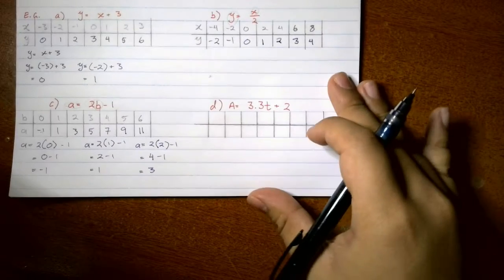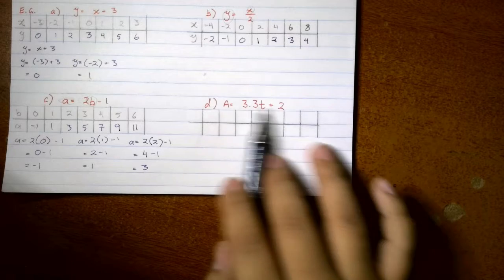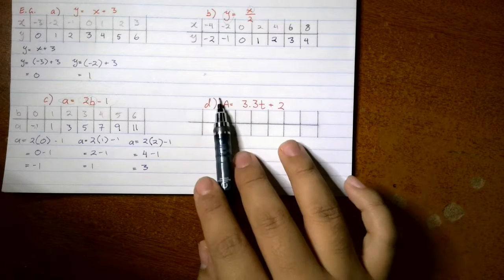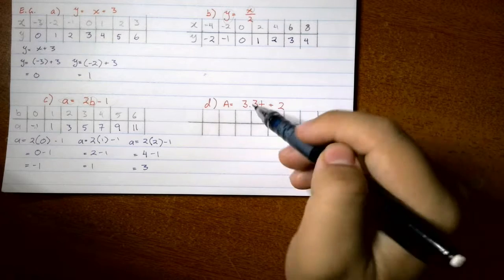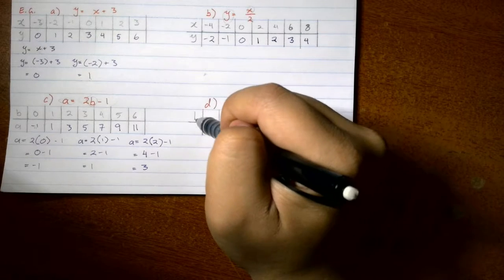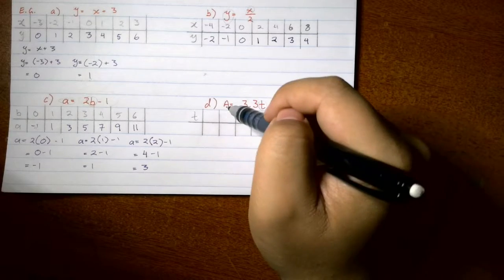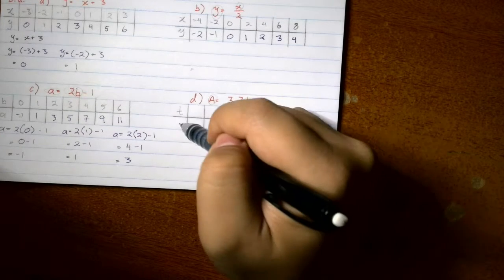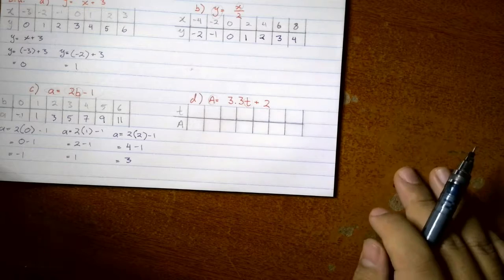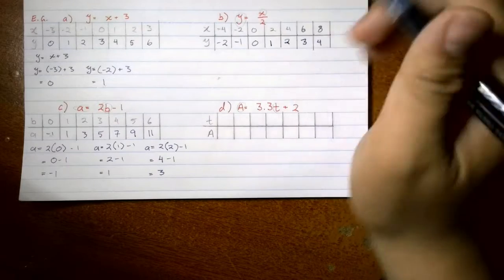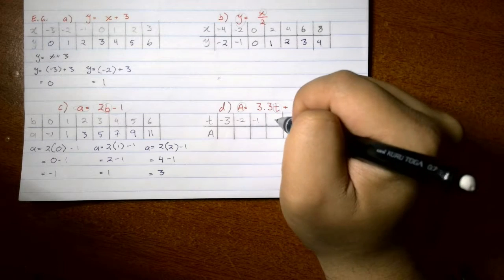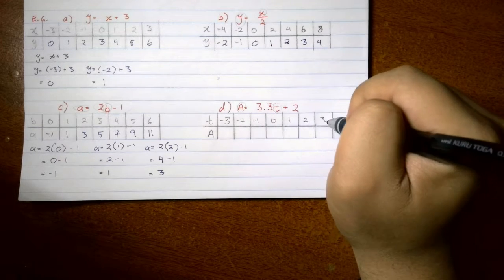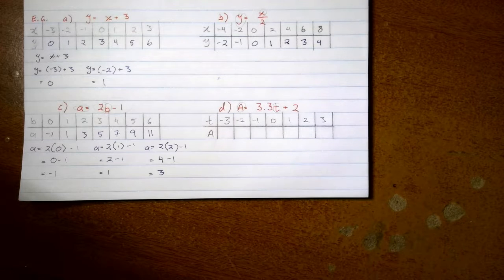And for this one, now we have just same expressions, different letters. So the variable t, the one with the expression, belongs in the top row. And along the bottom row is the subject, which is A on its own. And once again, I'll go back to my classic negative 3, negative 2, negative 1, 0, 1, 2, 3. These are the values that I tend to always go back to.